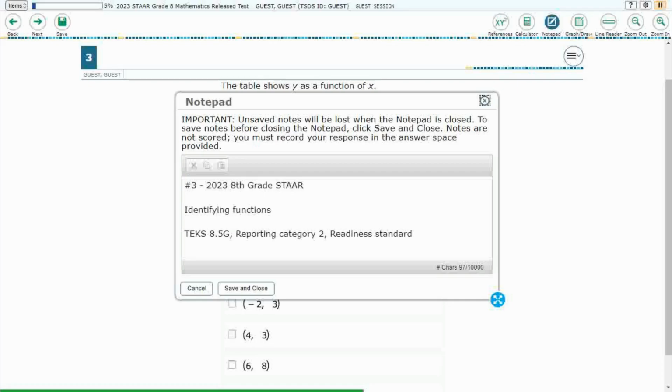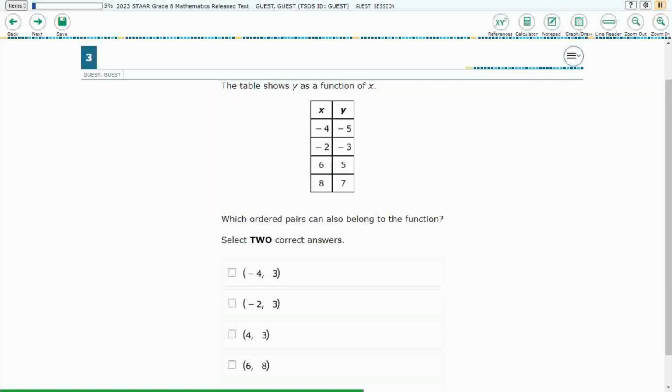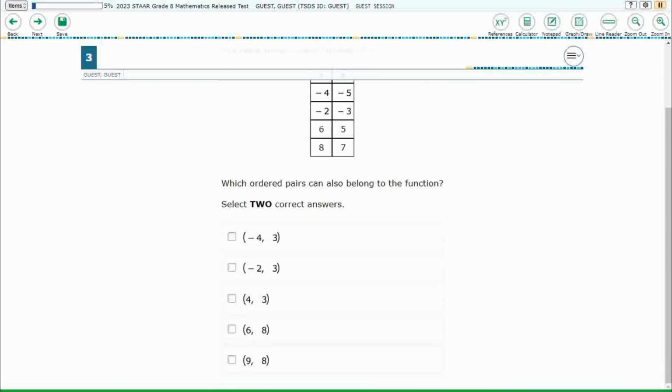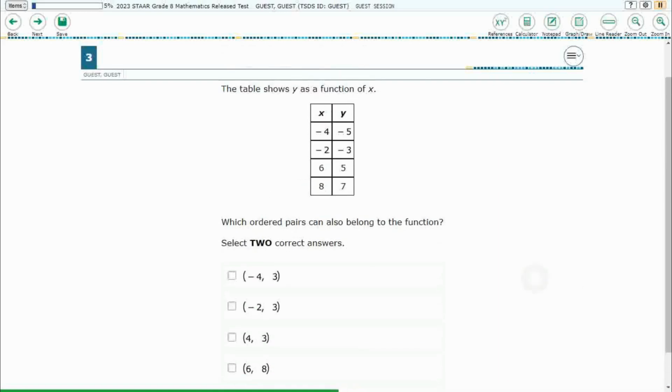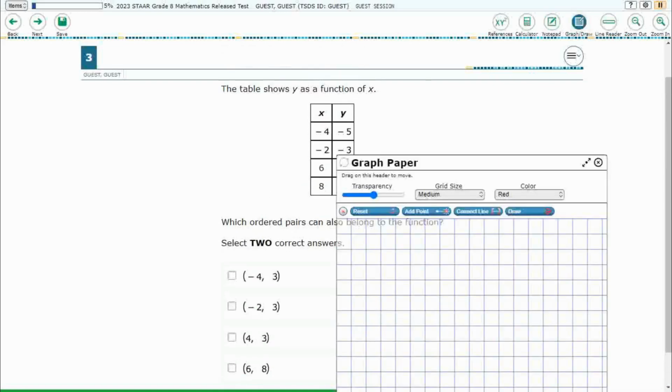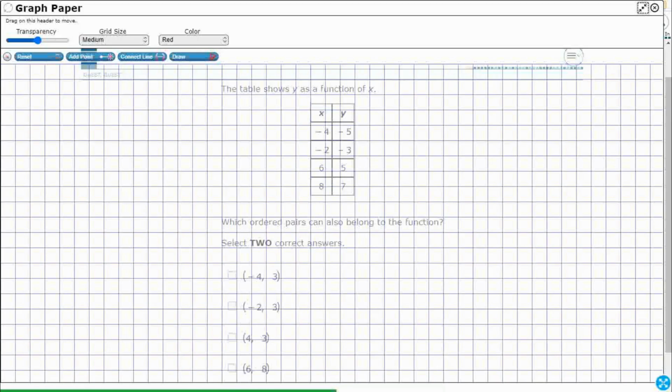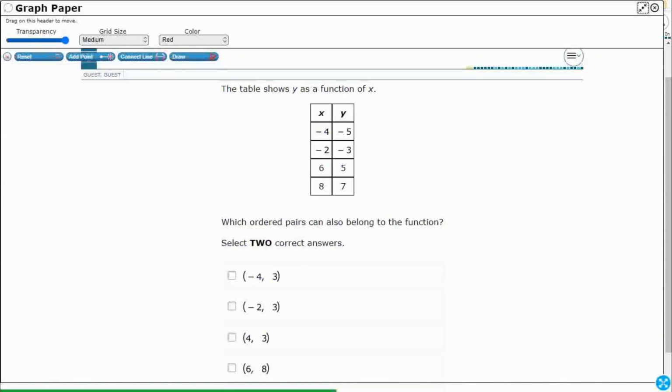Number 3, we are looking at a readiness standard in reporting category 2. This is identifying functions, TEKS 8.5G. Now this is a multiple select, so I need to select 2 correct answers here. And the key here is that it states that y is a function of x. And when we know that y is a function of x, this is what that means.